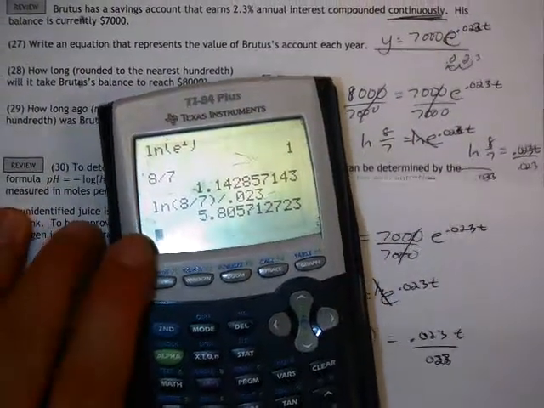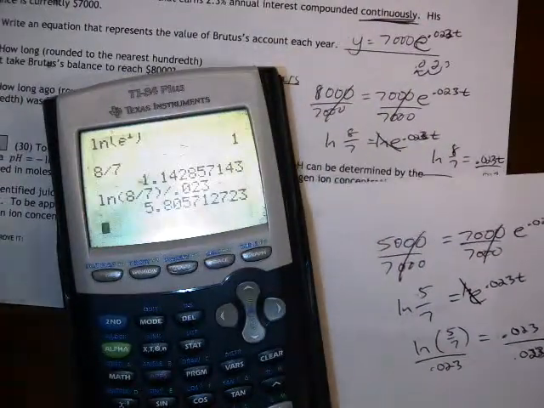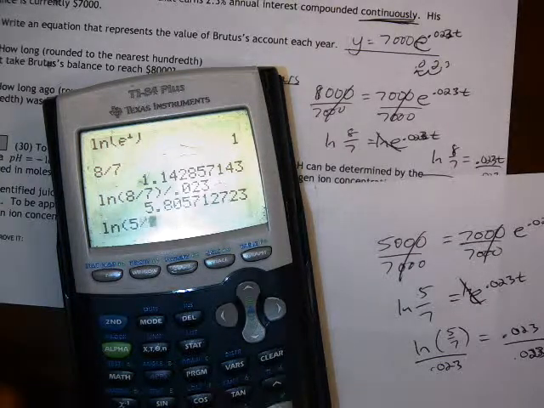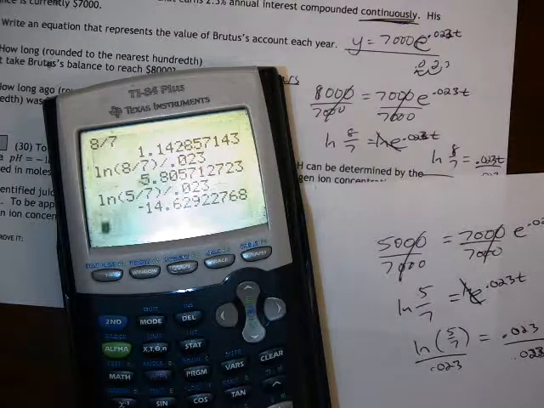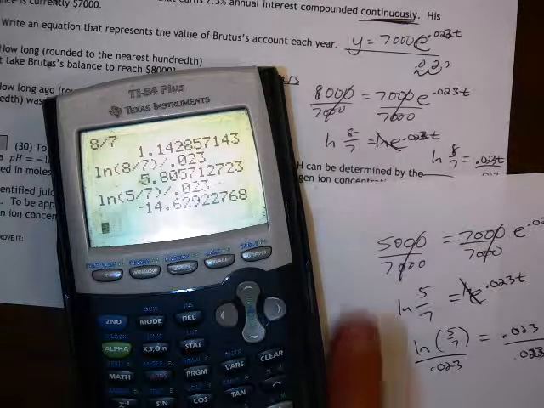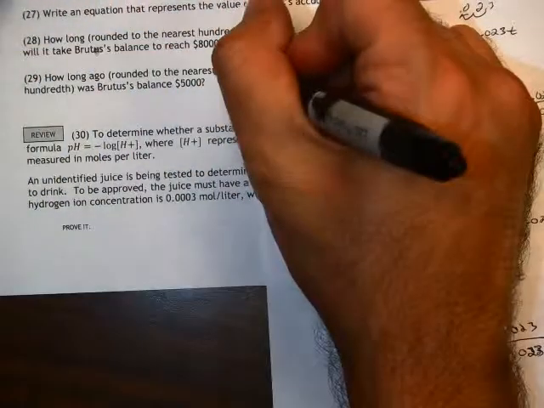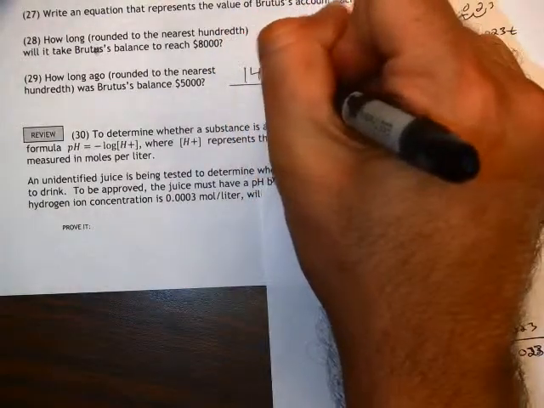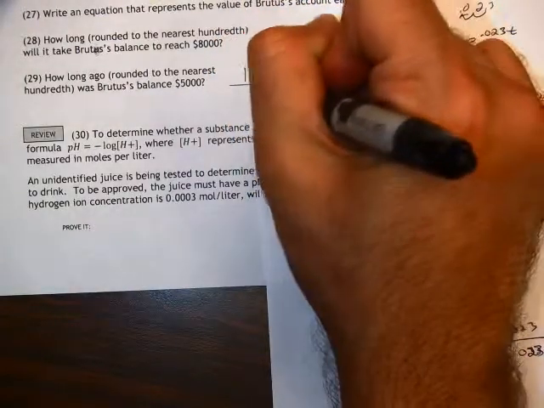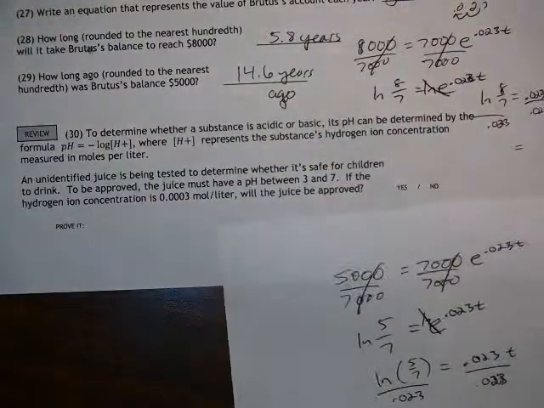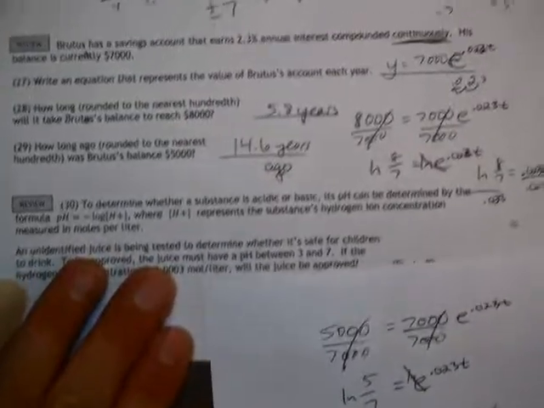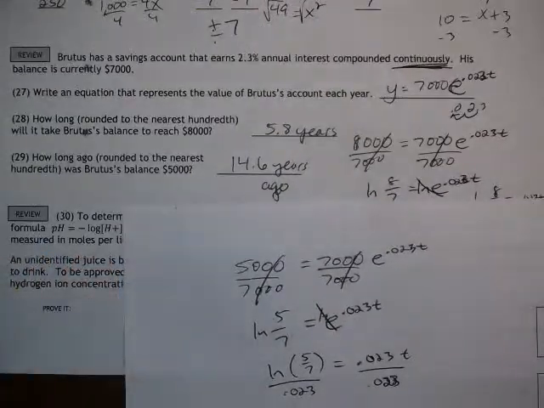Natural log, 5 divided by 7, close parentheses, divide that by 0.023, equals. Now notice it says it's a negative. So at first it thinks, well, negative 14.6 years, you can't have a negative amount of time, but remember that the question was asking how long ago. So really what we're saying is that it was 14.6 years ago that the account had $5,000 in it. And there is 27, 28, and 29.